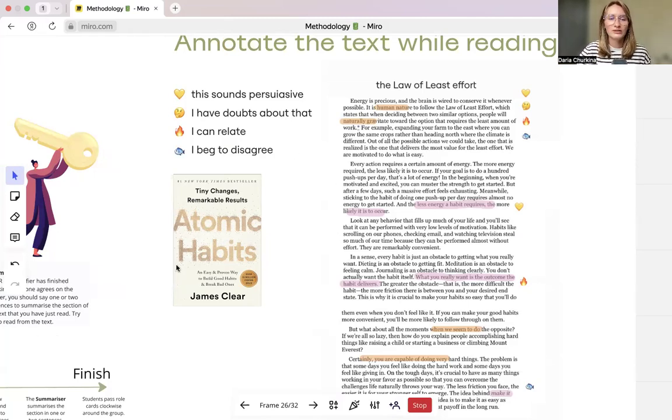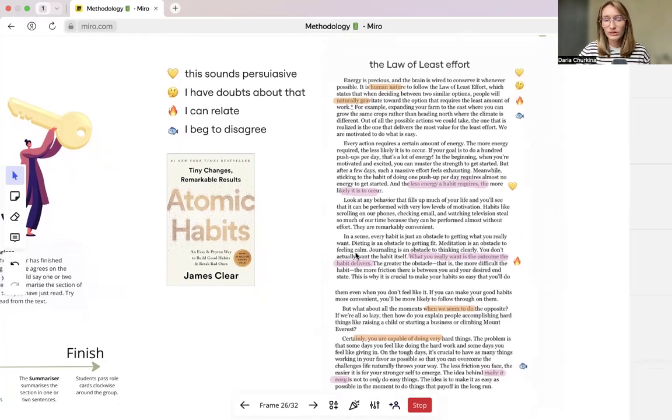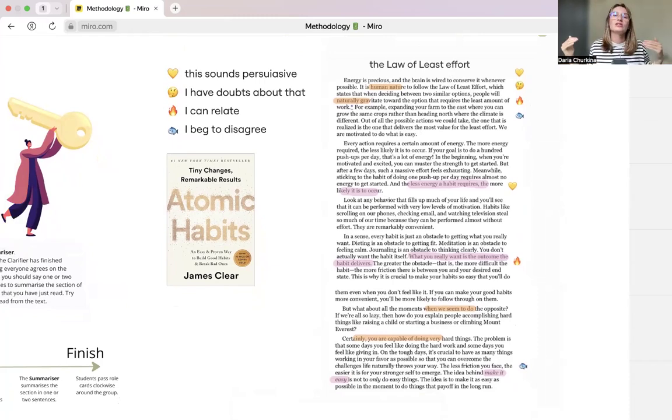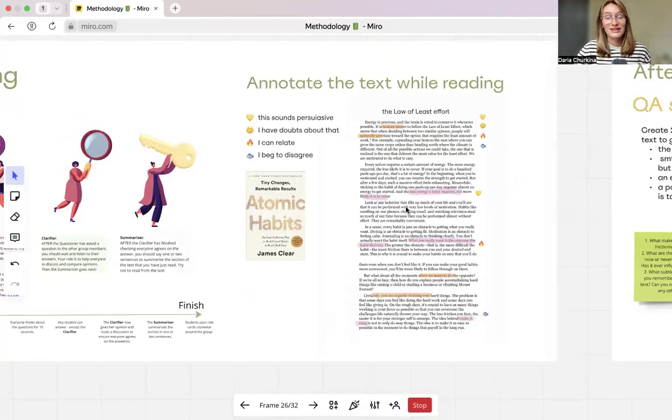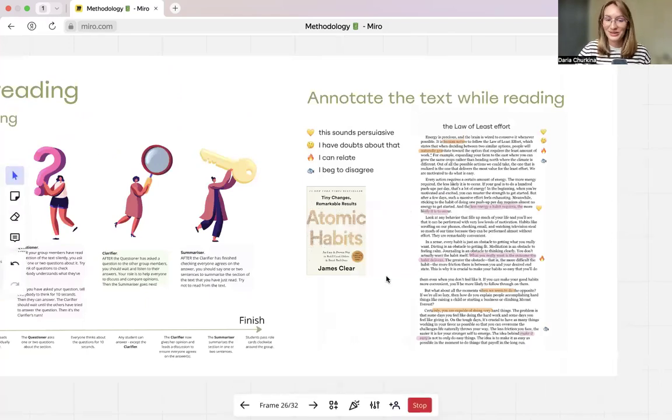We read a chapter from this book, Atomic Habits. And basically, my students had to agree or disagree, but in a bit of a different form. They had to react to the text while reading, and then they compared their reactions and discussed, and it always sparks a discussion. A beautiful discussion and a debate, even, I would say, sometimes. Depends on the text.